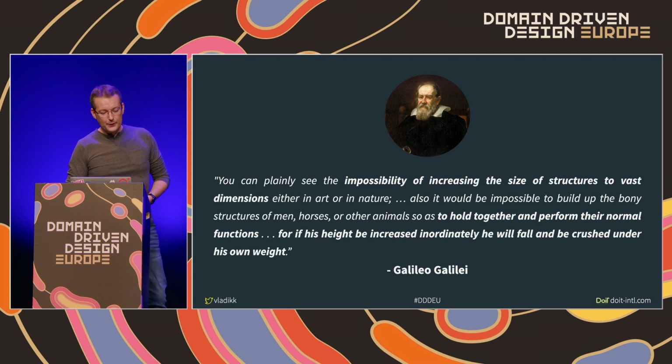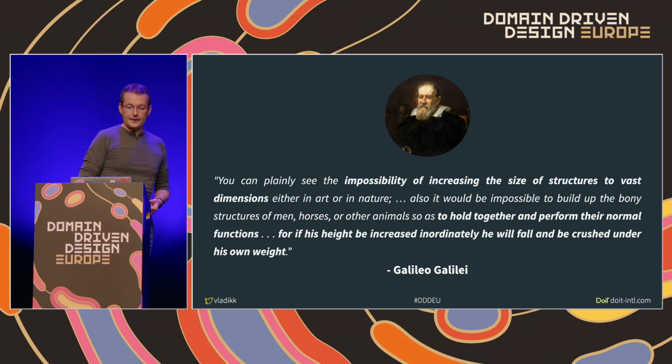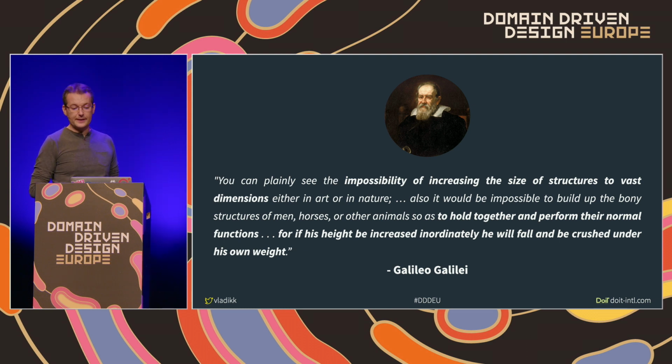He said, you can plainly see the impossibility of increasing the size of structures to vast dimensions, either in art or in nature. Also, it would be impossible to build up the bony structures of men, horses, or other animals so as to hold together and perform their normal functions. For if his height be increased inordinately, he will fall and be crushed under his own weight.